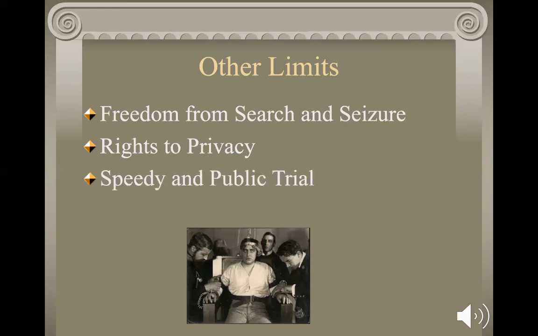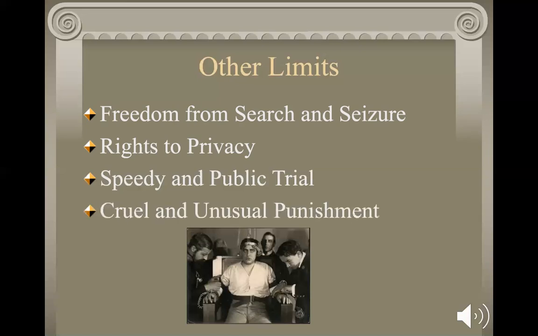Other limits you can see as well: speedy and public trial. Well, what does speedy mean? Typically the fastest a court case can happen is 3 months. That might not seem very speedy if you're sitting in jail waiting for your trial. And then, of course, the idea of a public trial as well. It's really up to a judge. In some cases, TV cameras are allowed in courtrooms, and other times they're not. That's up to the judge's discretion. But that's looking at that idea of a public trial. If you're not allowing cameras, does that mean it's not public then?